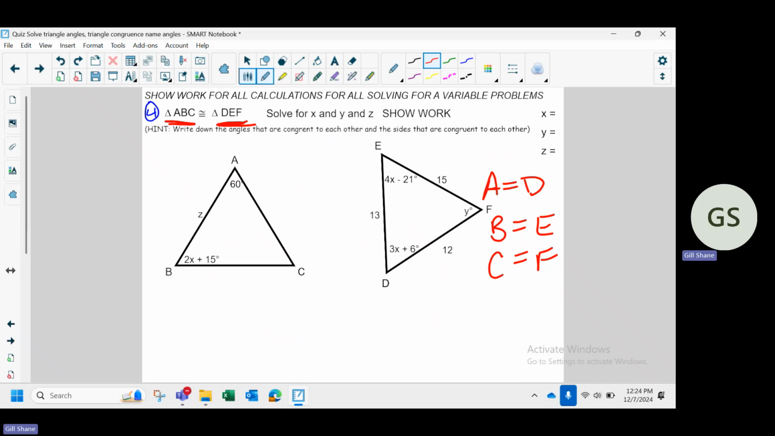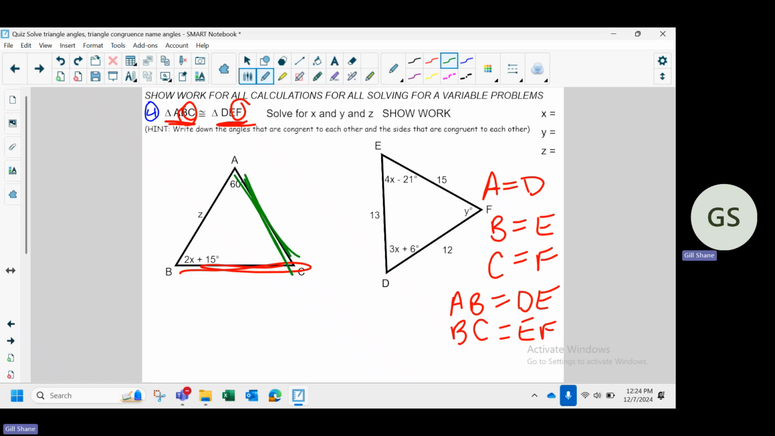Then do that same thing with the lines on the sides. Side AB, so that's the first two letters, is equal to side DE. Side BC, now I look up at the letters. BC are the second two. I don't even need to look at the other picture. BC is equal to EF.